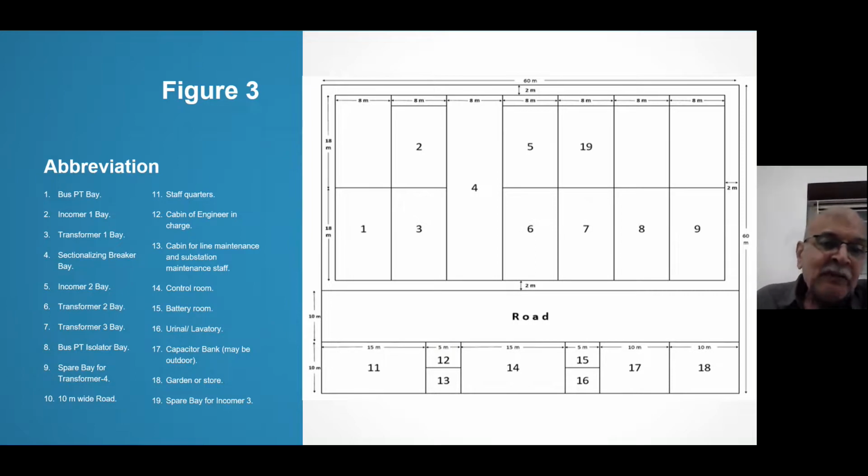Number 12 is the cabin of the in-charge engineer. Number 13 is maintenance staff, line staff. Because when there will be fault, they will be going. But when there is no fault, they are sitting there. So you have to keep some arrangement for their sitting. Number 14 is control room. There all 11 kV switch gears are there. Number 15 is battery room.